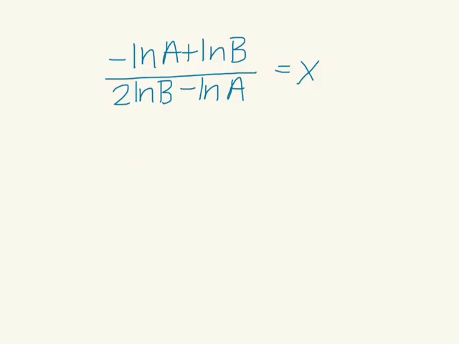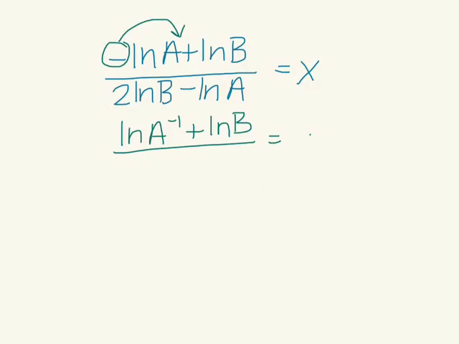Okay, so there's our division step, and now all we have to do is some combining and some using of our logarithm rules to clean this up. So this negative needs to become a power on my a term. So that gives me ln of a to the negative 1. ln of b just needs to hang out until we're ready to do something with it. The 2 is also going to become a power on my b. So I have ln of b squared minus ln of a.